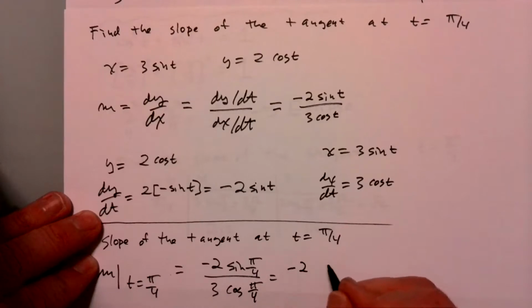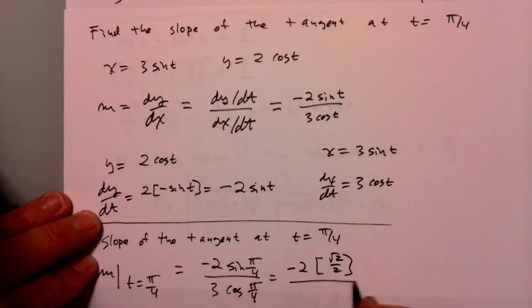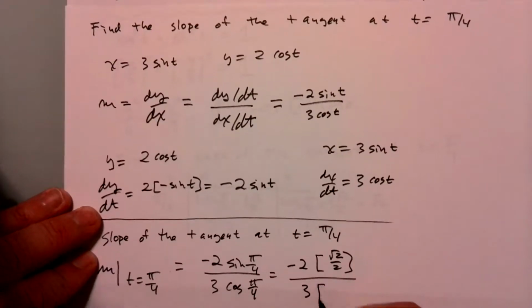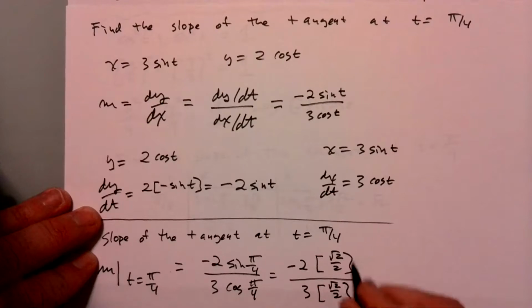And you know sine of pi over 4 and cosine of pi over 4 are the same thing: root 2 over 2. Those divide out nicely, and I get negative 2/3.